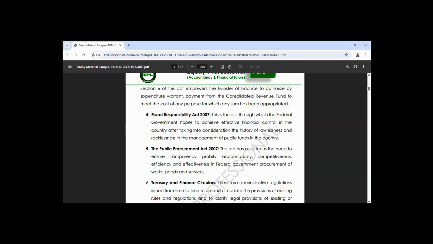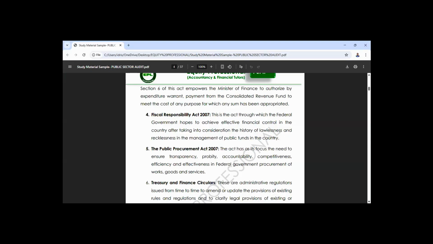This Fiscal Responsibility Act guides against reckless spending of public funds. It does not allow reckless spending or recklessness in the management of public funds. So that means we have to prepare a budget. It is from the budget that we incur expenses, and it is from the budget that we make capital expenditures. So this is one of the legal and statutory frameworks of public sector audit.